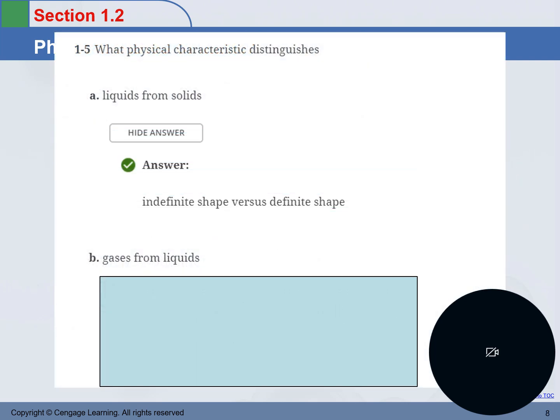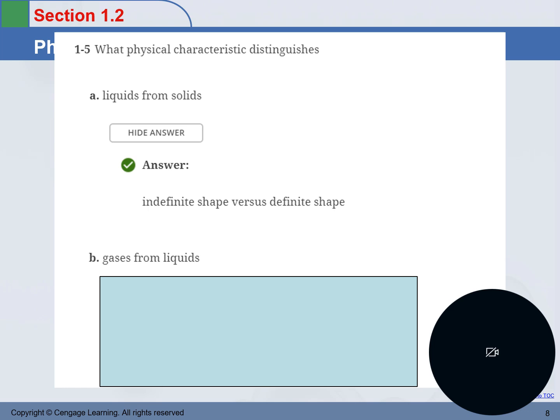On these questions, I always encourage you to pause the video, read the questions, try to answer them for yourselves, and then come back and see if you are correct. All these questions come out of the back of your book. It goes along with the chapter number and the question for that particular chapter.